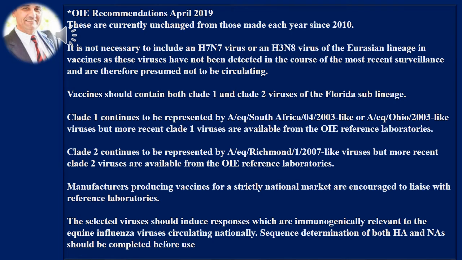The last recommendations elaborated by OIE in April 2019 are unchanged from those made each year since 2010, but said that vaccines should contain both clade 1 and clade 2 viruses of the Florida sublineage. Manufacturers producing vaccine for strictly national markets are encouraged to contact reference laboratories. Selected viruses should induce responses which are immunologically relevant to the equine influenza viruses circulating nationally.